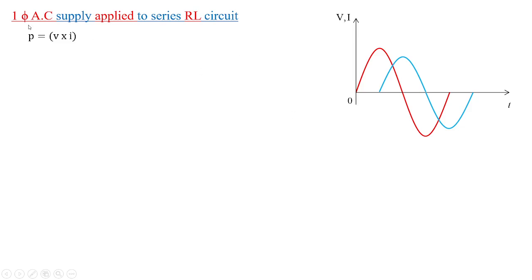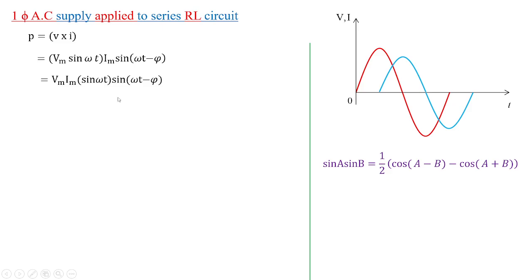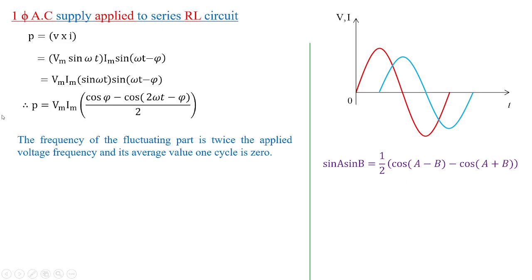So for power calculation, if you estimate, we have P equal to V into I, and this particular Vm Im sin omega t times sin(omega t minus phi) can be solved with the help of the trigonometric sin A sin B formula. Substituting this formula, I'm going to reach P equal to Vm Im by 2 times [cos phi minus cos(2 omega t minus phi)], that is, the fluctuating component is twice the applied voltage frequency, and its average value is 0.